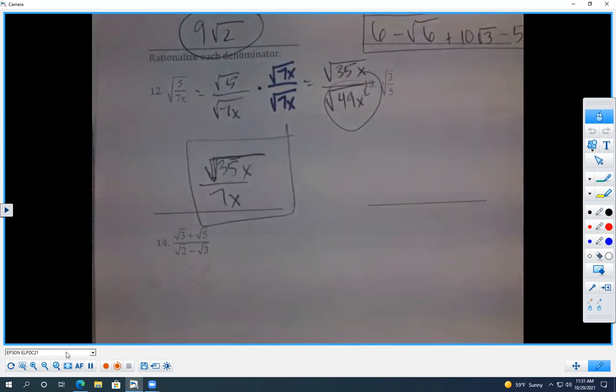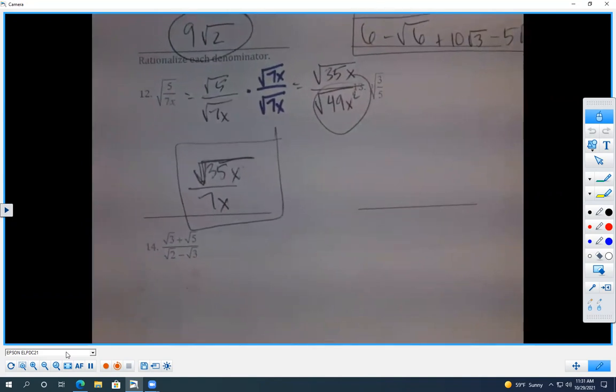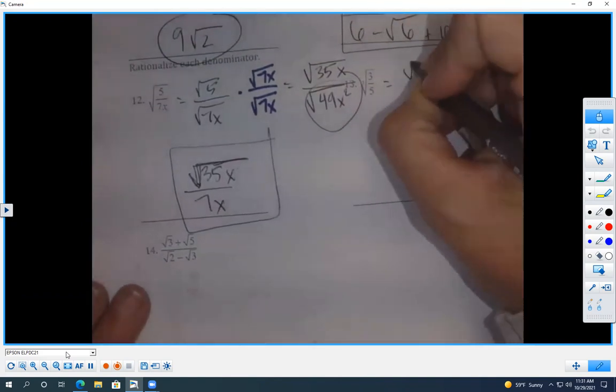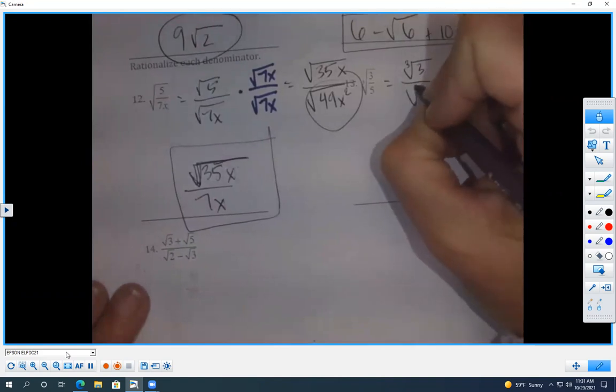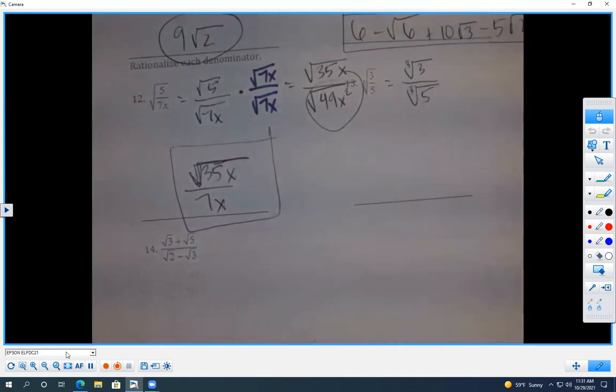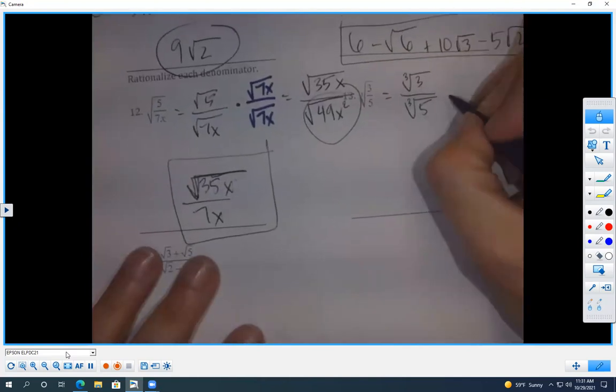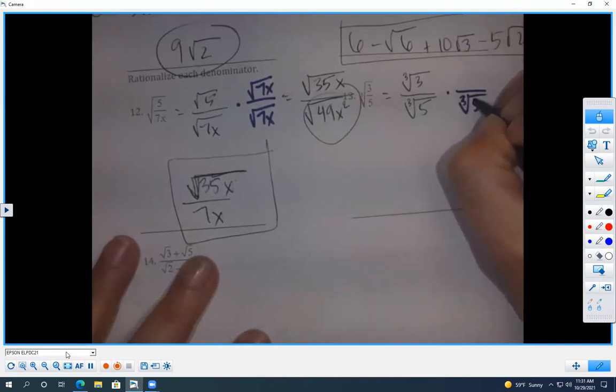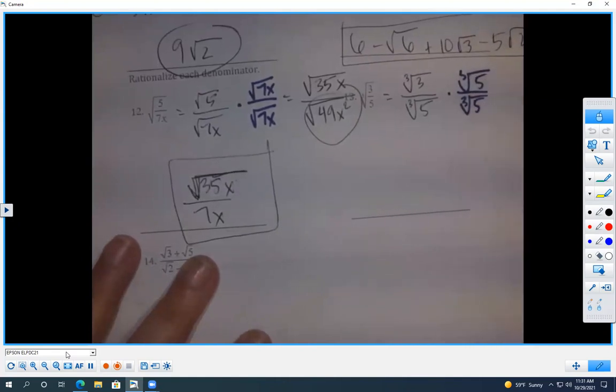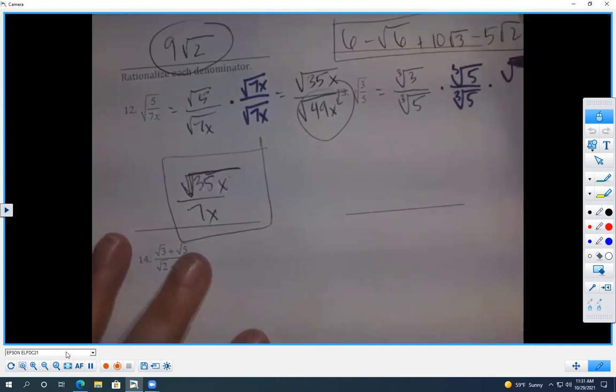Look at 13. That's a cube root problem. So first, let's break it apart into the top and the bottom. The cube root of 3 on top over the cube root of 5 on bottom. Now, what do I need to multiply by to rationalize this? 2 times the cube root of 5, both on bottom and on top. So cube root of 5 on bottom and on top 1 time. And again, another time, the cube root of 5 on bottom and on top.